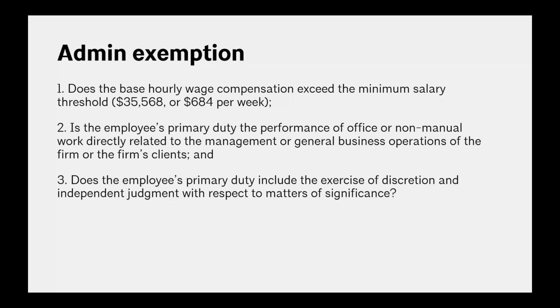There are fewer things here, but the tough one is always number 3, which is the primary duty. That's that exercise of discretion and independent judgment with matters of significance, because it's the same thing as a professional in that respect. It doesn't have some of the other things. Both of them have number 1, which is the salary threshold, but this one is a little different. The item number 2 is a little more difficult to figure out, because you're doing work for the office that's in terms of the management and general business operations.